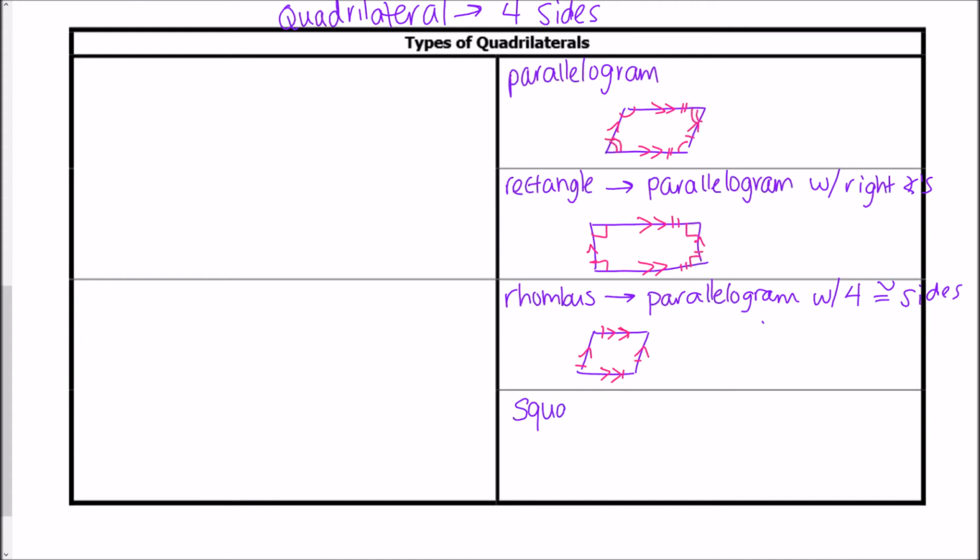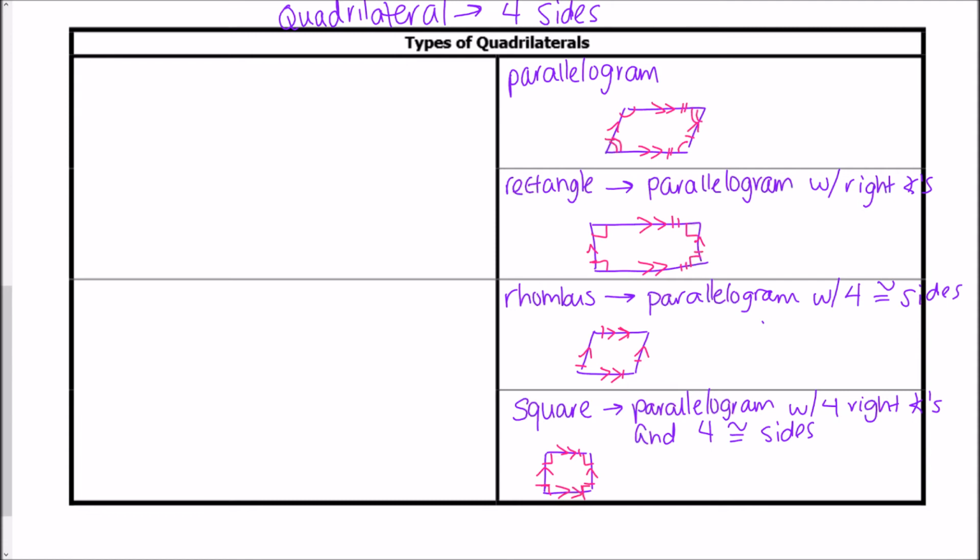And a square is pretty much a rectangle and a rhombus put together. It's like the hybrid of a rectangle and a rhombus. So pretty much all it is a parallelogram with 4 right angles and 4 congruent sides. Okay, so our square right here will end up looking like this, where we know that the opposite sides are still parallel, all the sides are congruent, and we have 4 right angles.